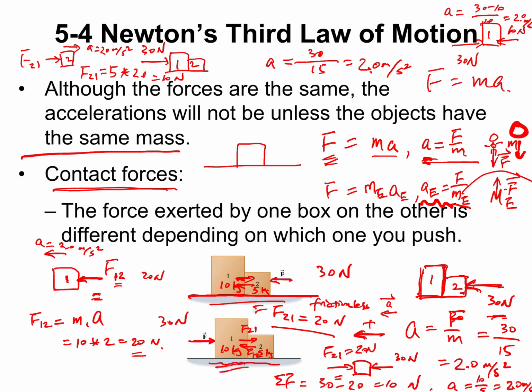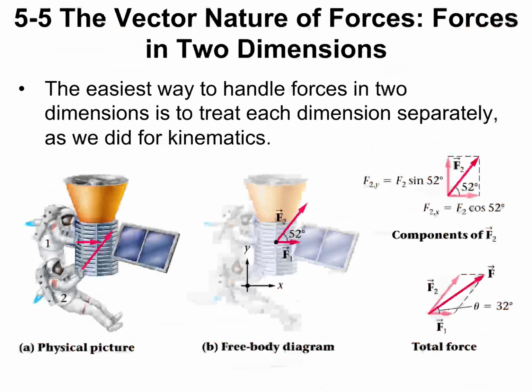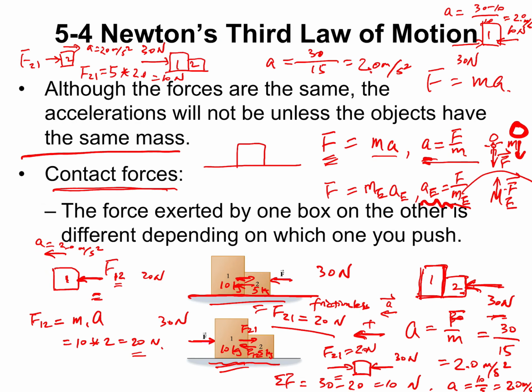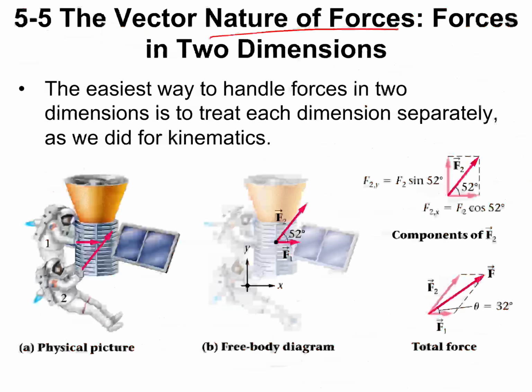For this scenario, the contact force between them is 20 Newton. So the contact force will be different if you apply the force in a different way. Okay. Also, force is a vector. So far we talk about one-dimensional, right? So what if the force is two-dimensional?